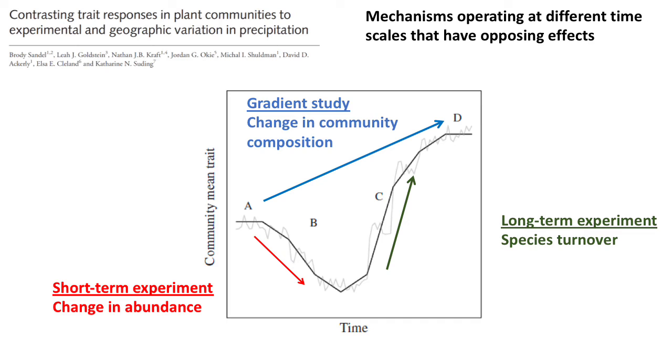And what they argued, as you can see here in the green, is that if you would just run those short-term experiments long enough, eventually the mechanism that dominated the trait change would vary. So initially you have a change in abundance of the different species that have those traits, but over a long enough period of time you would get species turnover, community change would happen that would then ultimately reflect the kind of change you would see in those gradient studies.